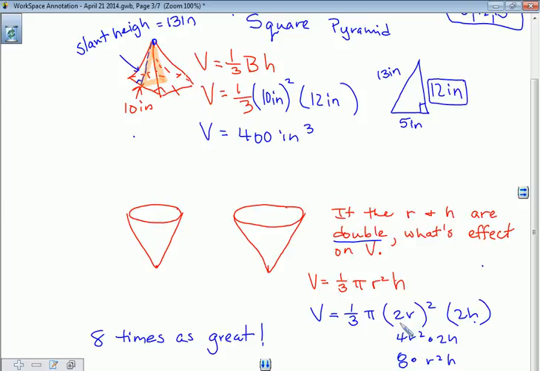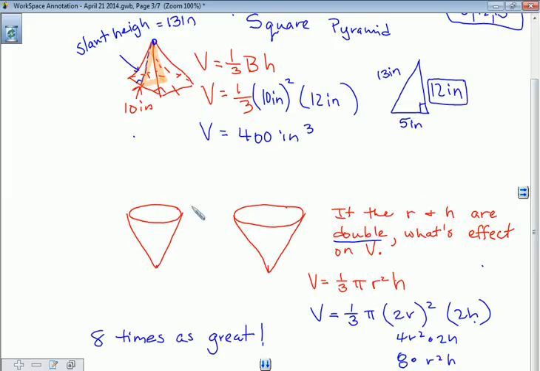So if I tripled the radius and the height, how would it change? 27 times. What if I just tripled the radius and did not change the height? 9 times. Okay, so do you see how you're just plugging that in and seeing what the net change is from your original formula to your new? Could you do that? All right.